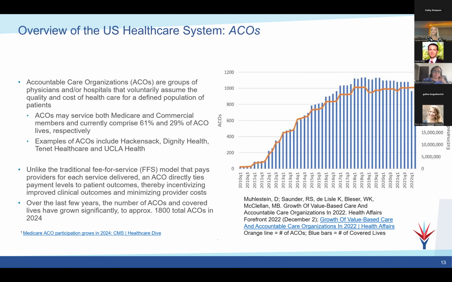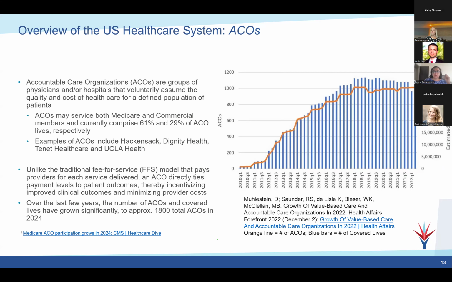And then lastly, in terms of the healthcare system, are the accountable care organizations. These are groups of physicians and/or hospitals that voluntarily assume the quality and cost of healthcare for a defined population of patients. So for example, let's say you're a cardiologist and you cover a certain number of patients, and many of these are Medicare patients. About 61% are Medicare, 29% are commercially covered.